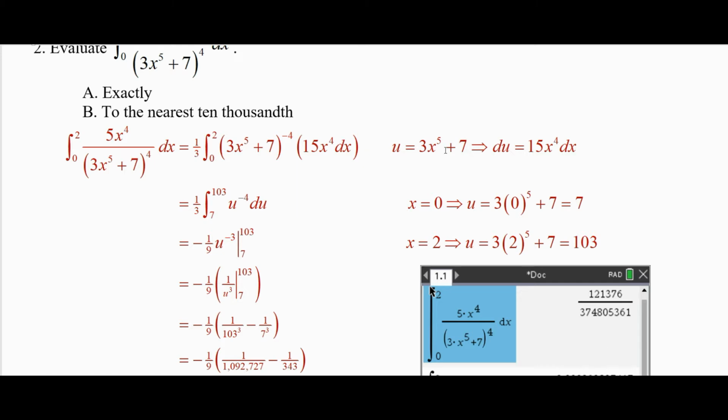If x is 0, what is u? So I plug in 0 here, like I did right here, and that works out to be 7. So the lower limit becomes u is 7. That corresponds to x equals 0. So when x is 2, plug that in here for x. Let's see, 2 to the 5th is 32 times 3. 96 plus 7 more is 103. And so that gives us the upper limit of u being 103. Now this has the advantage of not having to switch back to x's at the end. Of course, I did have to figure out what the u values were.